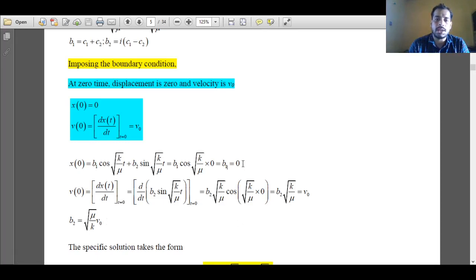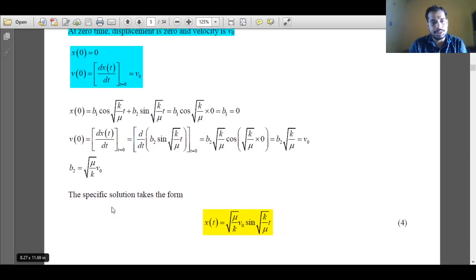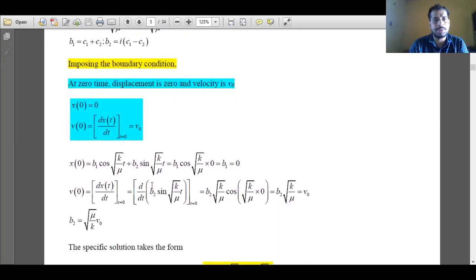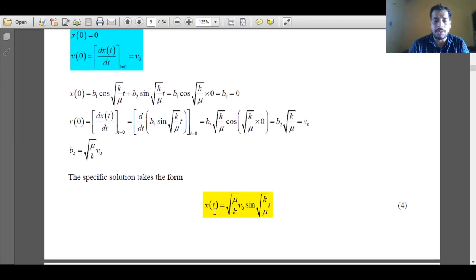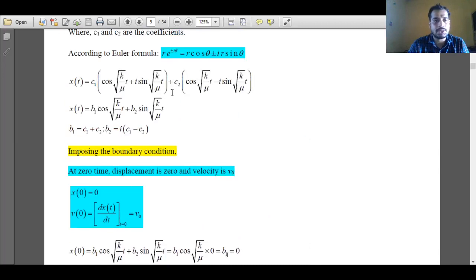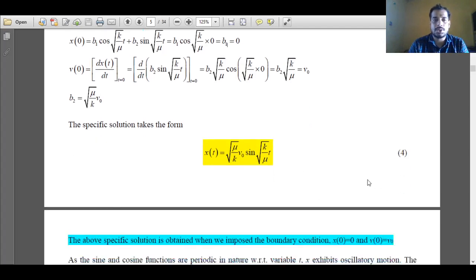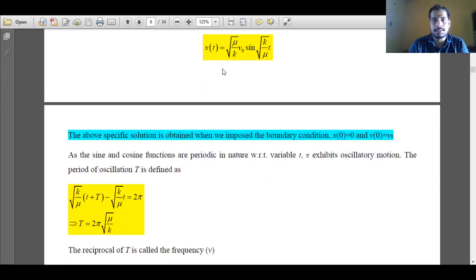So from the first boundary condition I got b1 equal to 0, and from the second boundary condition I get b2 equal to √(μ/k) v0. If I put these constant values in my displacement expression, the displacement of the masses with respect to time has only the second term surviving. The first term goes to 0 because b1 is 0. So x(t) is b2 sin(√(k/μ) t), and b2 is √(μ/k) v0, giving √(μ/k) v0 sin(√(k/μ) t). This is my solution of the classical harmonic oscillator.